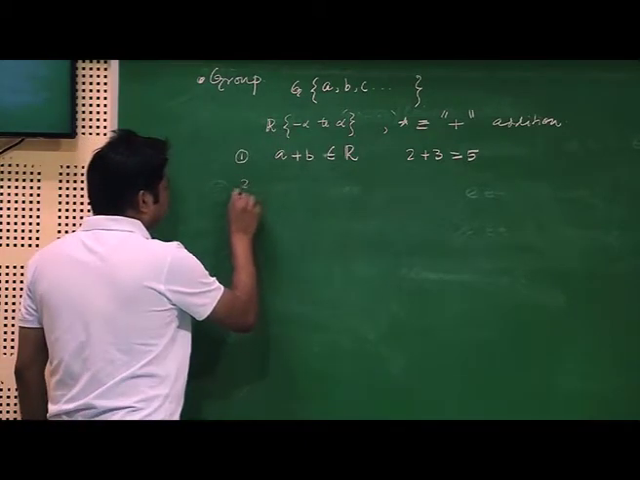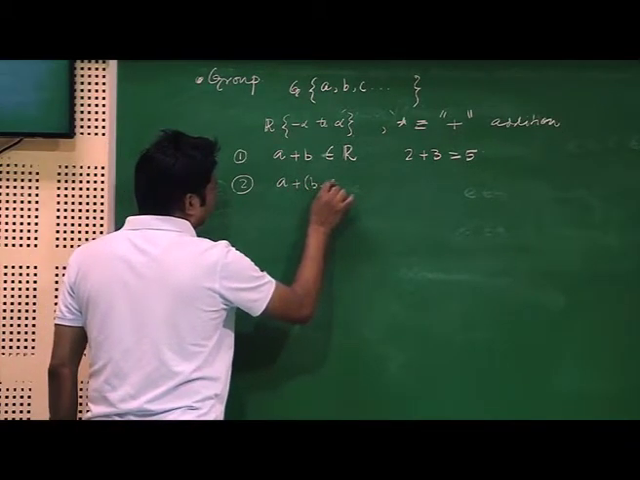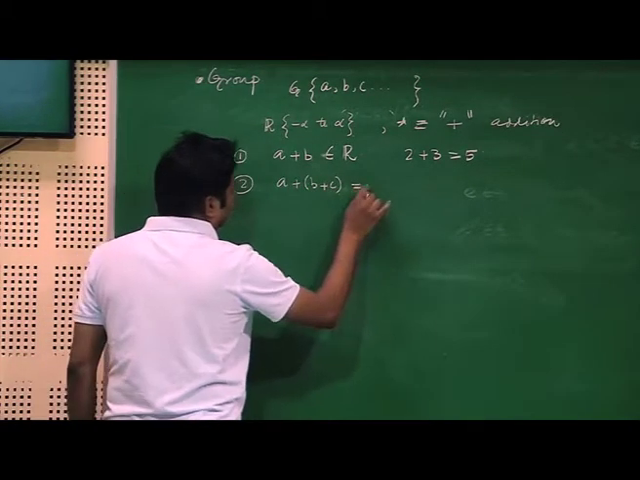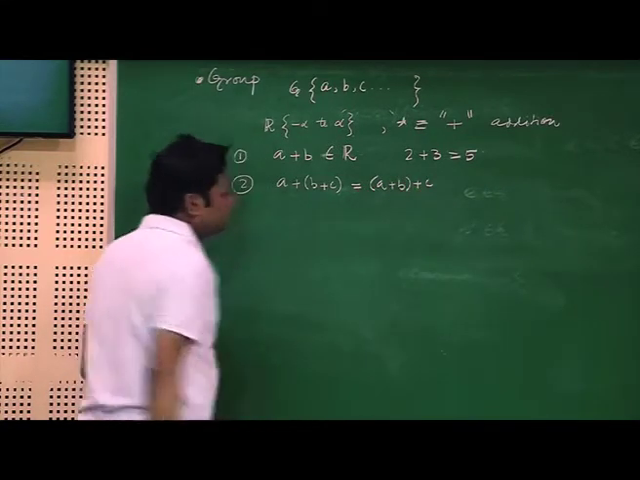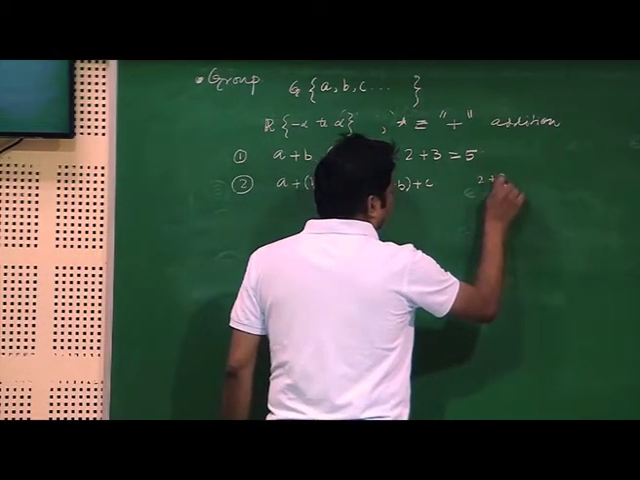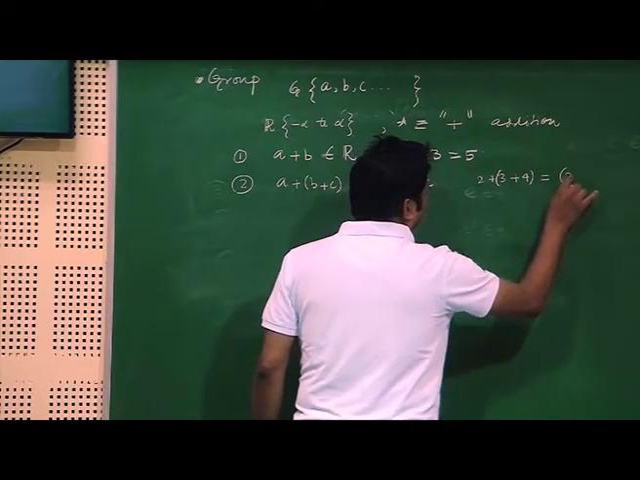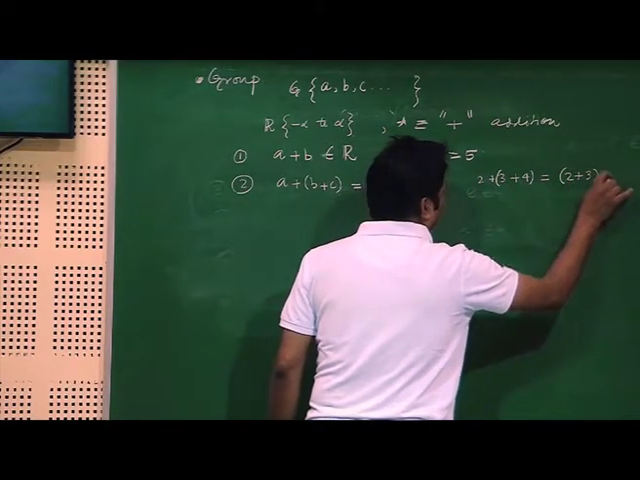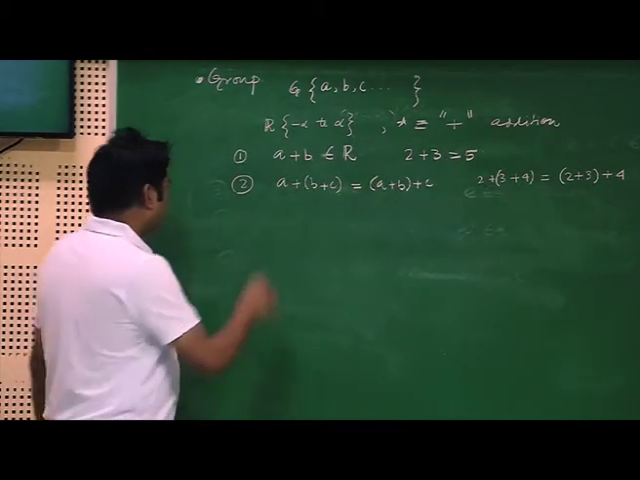Second thing, A plus B plus C is equal to A plus B plus C, with the grouping changed. This is also true. If I take another example, 2 plus 3 plus 4, this is equal to 2 plus 3 plus 4. True.